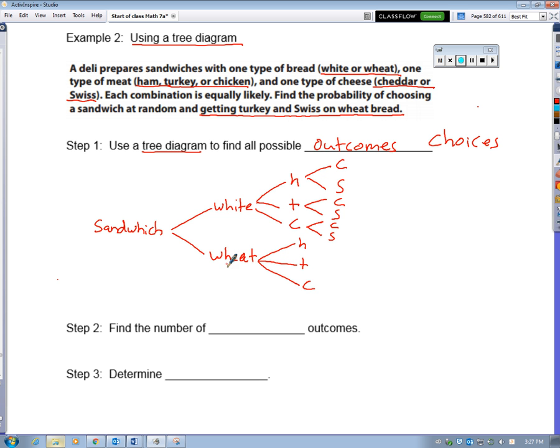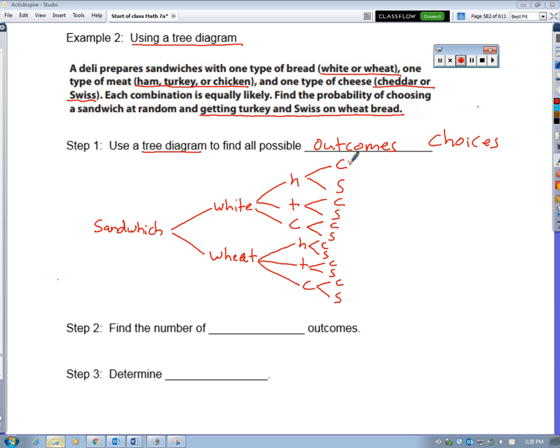Alright, now let's take a look at our possible options for wheat. Kind of running out of space here, but I could have ham, cheddar or Swiss, turkey, cheddar or Swiss, or chicken, cheddar or Swiss. And that is all my options. I got to the end of it because the last thing was the cheese.